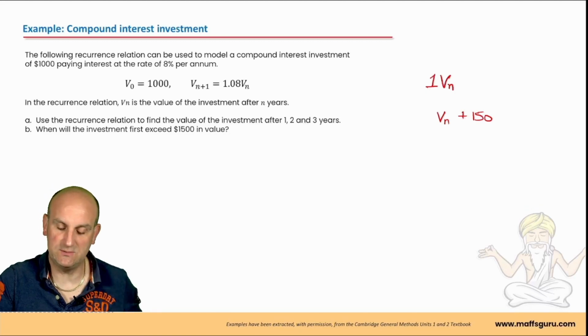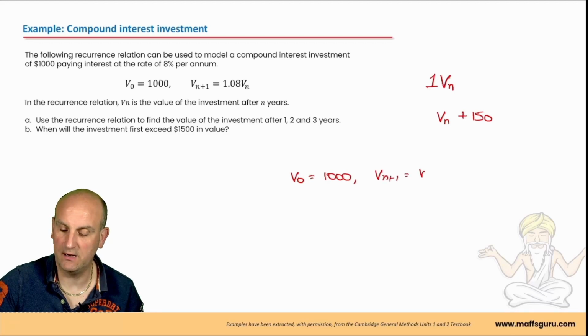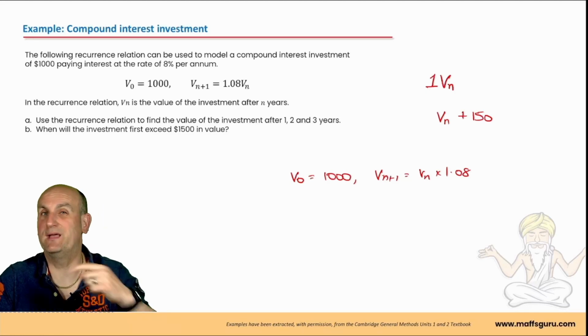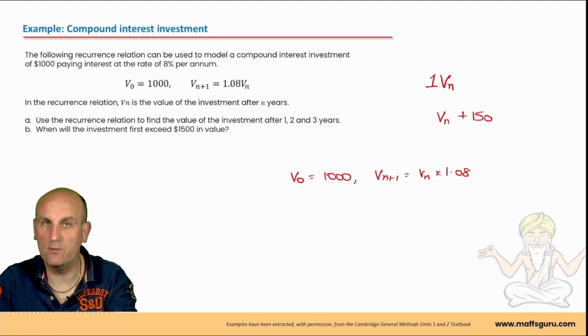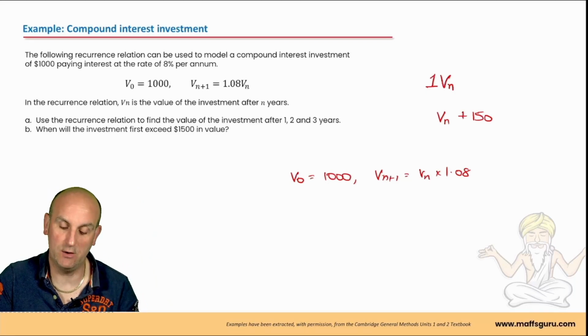Whew. So in this situation here, if we have a look, we've got V0 is equal to 1000. So there's my start number. And to get to my next number, I take my current number and I multiply it by 1.08. Now, is that bigger than 1? Yes. Because it's bigger than 1, it's going to grow. It's not much bigger than 1, but it's absolutely going to grow.